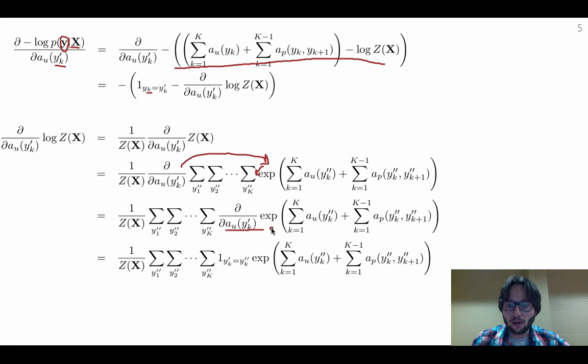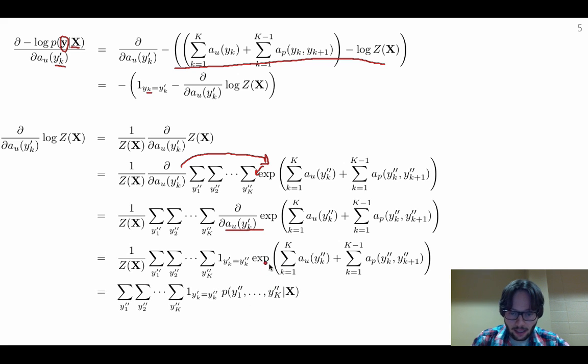However, if it does appear, then the derivative of the exponential is the exponential itself, times the derivative of the argument, which is just going to be 1, much like it was 1 right here. So essentially what we'll get is the indicator function of whether y prime k is equal to y prime prime k, times the exponential of the sum of all log factors.